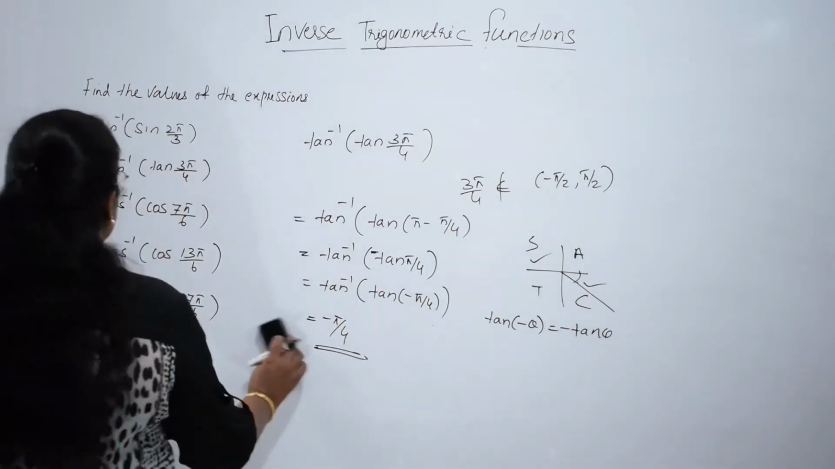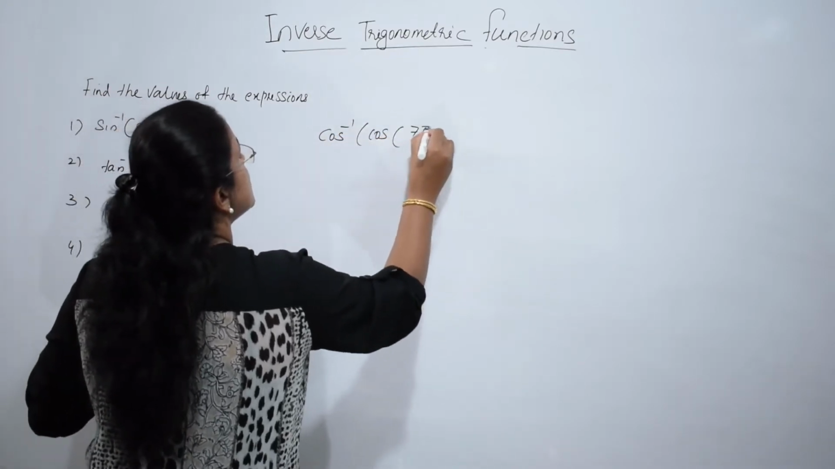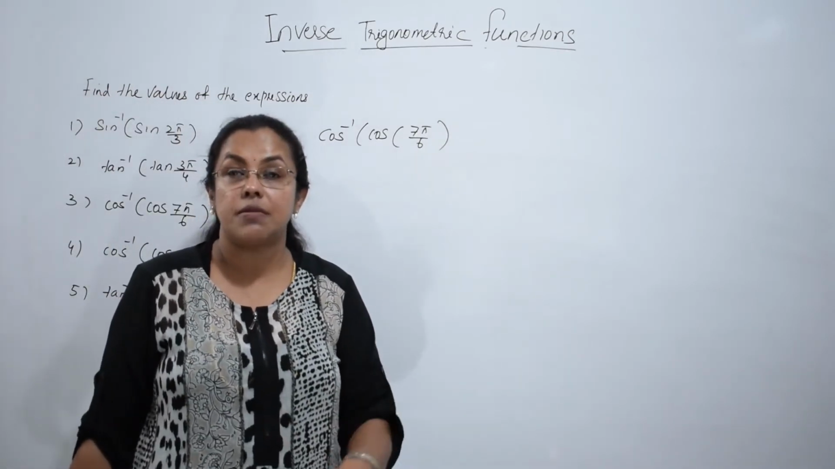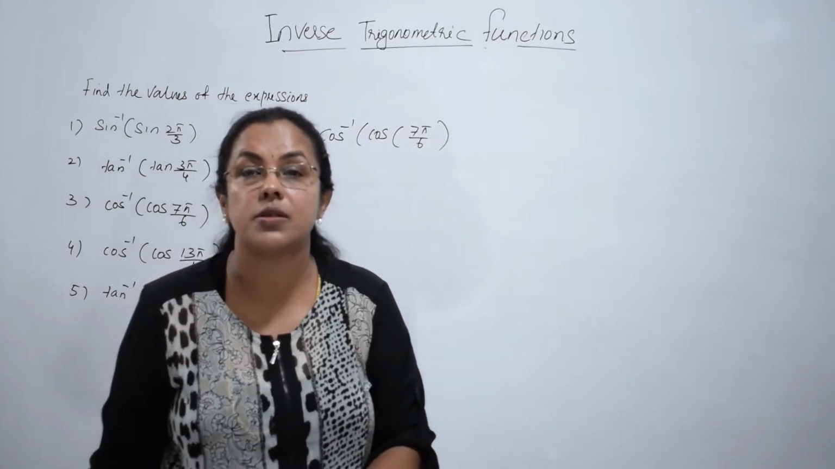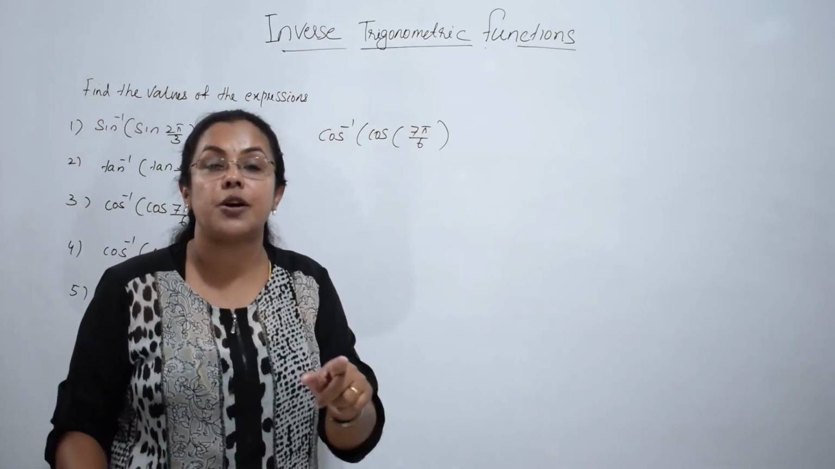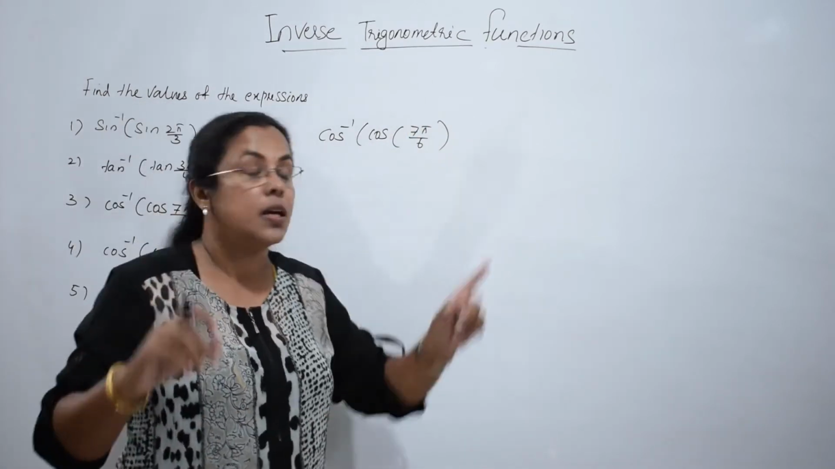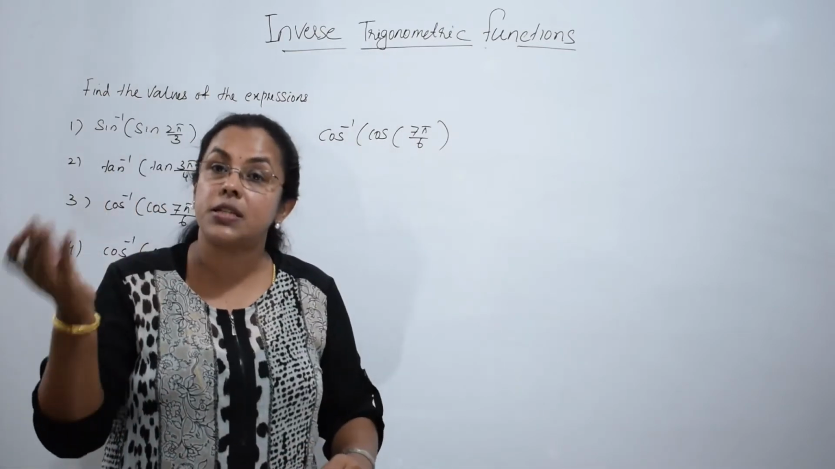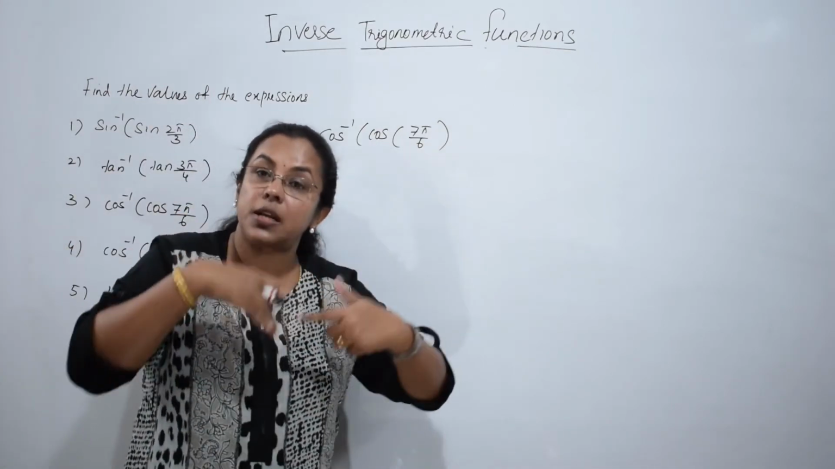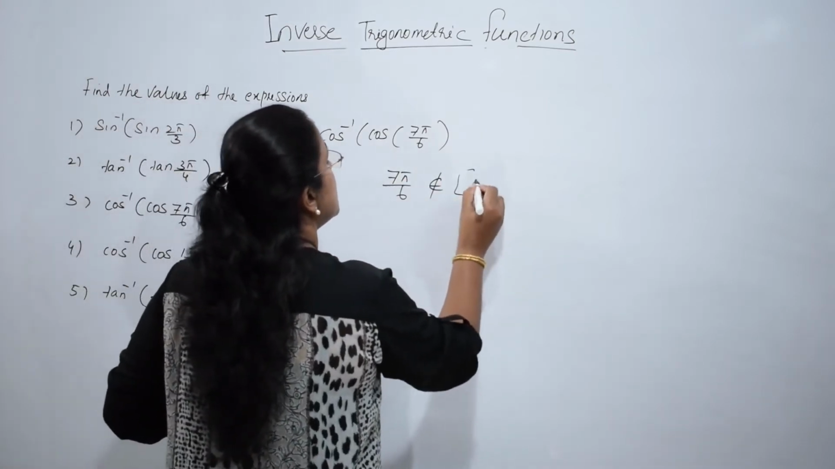Okay. One more question. Cos inverse cos 7 pi by 6. What is the range of cos inverse? 0 to pi, closed interval. Is 7 pi by 6 an element of that range? Pi by 6 means 30. 30 into 7, 210. It is outside this branch, from 0 to 180. 210 is outside the branch.